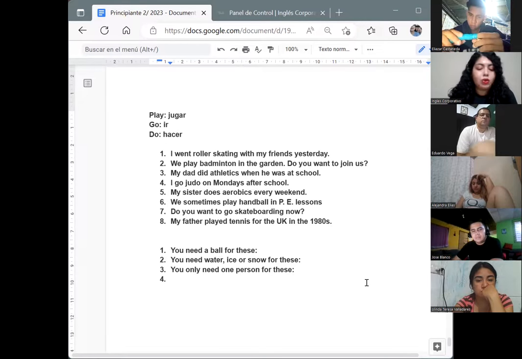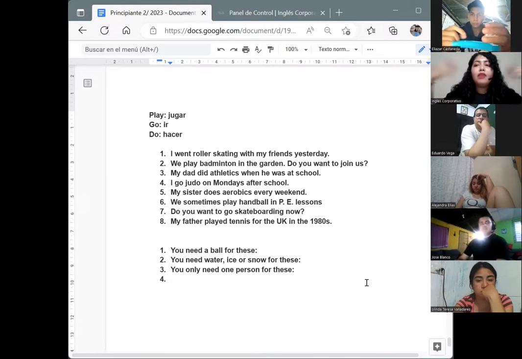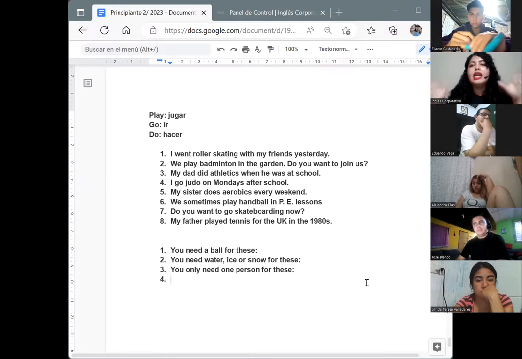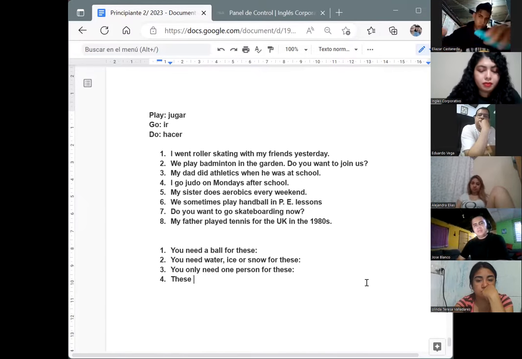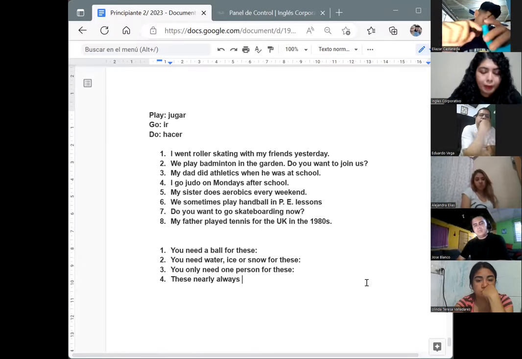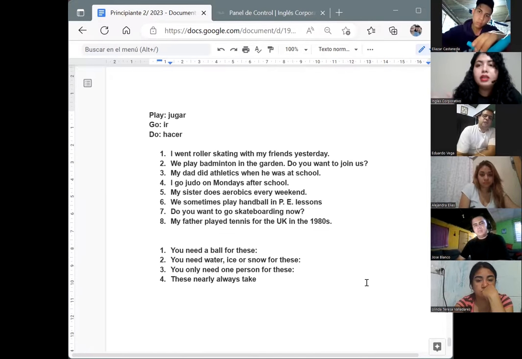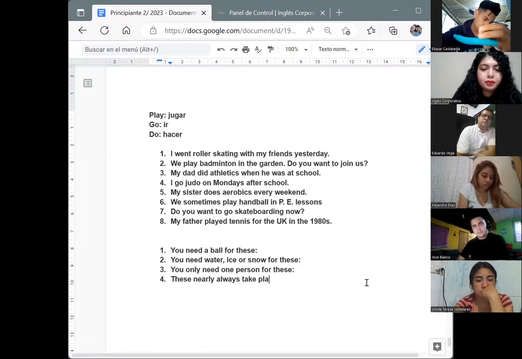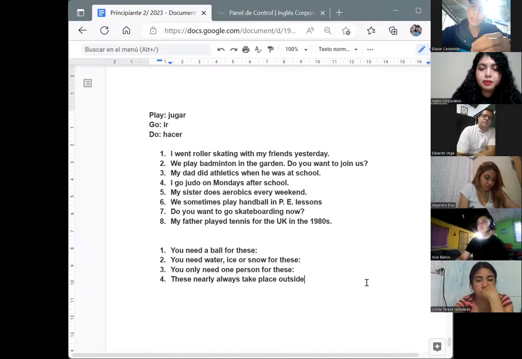Y vamos a ver el número 4, que ya es el último. Para este deporte, let's see, ¿cuál es la categoría de deporte que nos pide? Dice que estos casi siempre tienen el lugar afuera. No hay un lugar específico para ellos, sino que se hacen afuera. ¿De qué deportes hablamos? ¿De los que se llevan a cabo afuera? Fútbol. What more? Voleibol. Básquet. Golf. Swimming. Skateboarding. Cycling, very good.